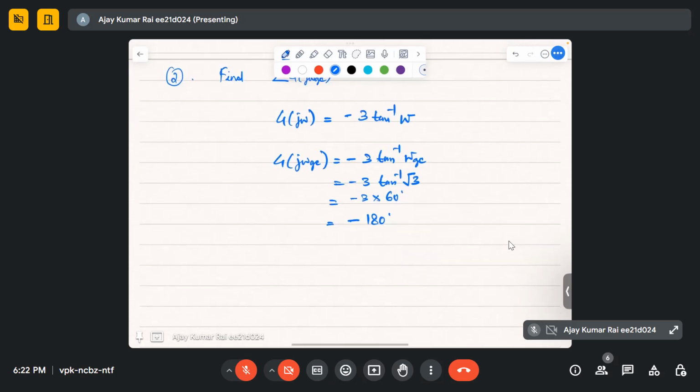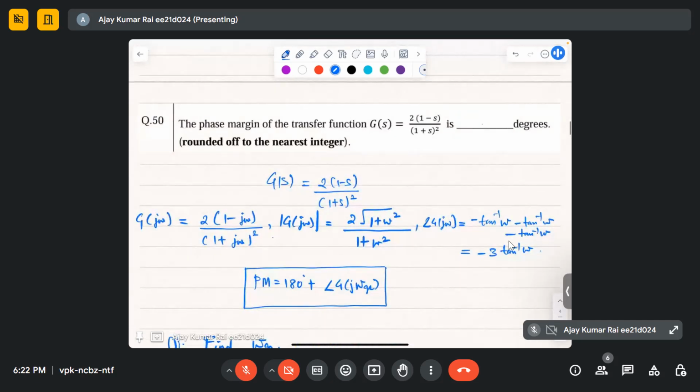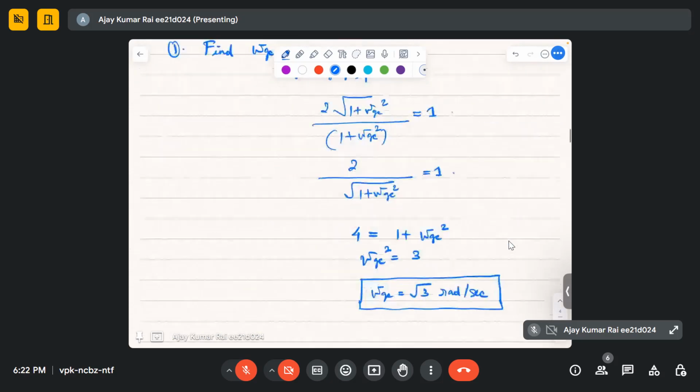So what is phase margin? Phase margin is 180 degree plus the phase at gain crossover frequency. If I do this, I'll get 0 degree. So phase margin in this particular question is coming out to be 0. Here is the answer, 0 degree. But can we plot the Bode plot and see how this looks? Let's plot the Bode plot for this.